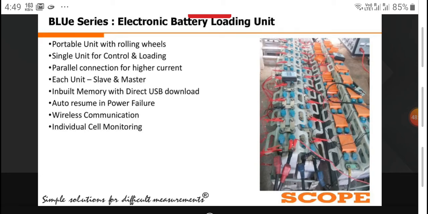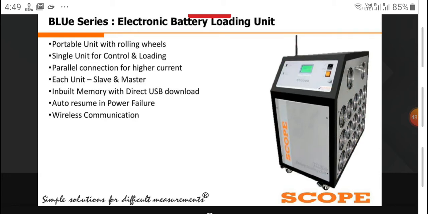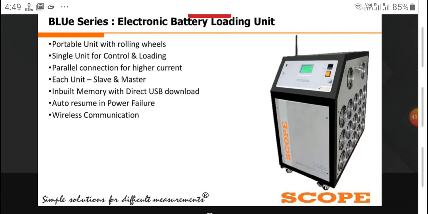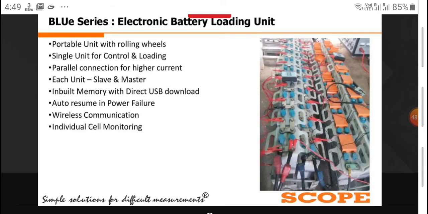Now, with the help of CellMon, as I mentioned in the earlier slides, this CellMon unit is used to track the weak cells. The Blue main unit and this CellMon unit can communicate through wireless communication to connect these two units, and through that we will check the individual cells and measure the individual cell voltage.